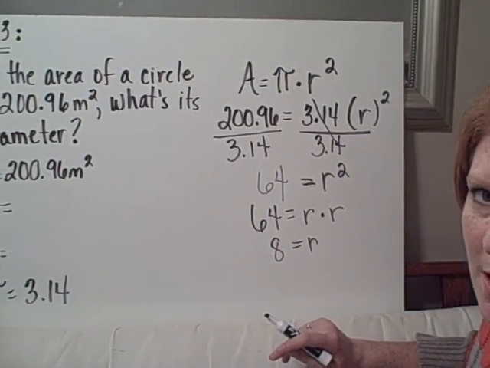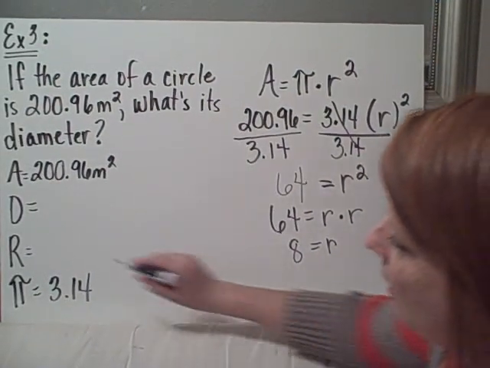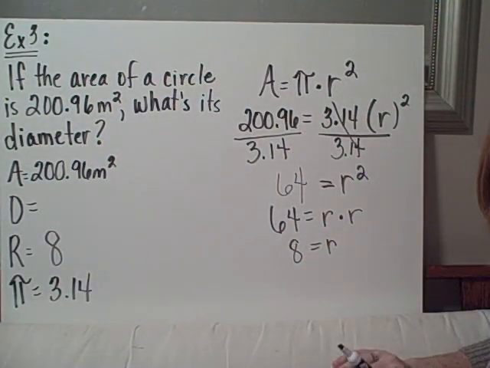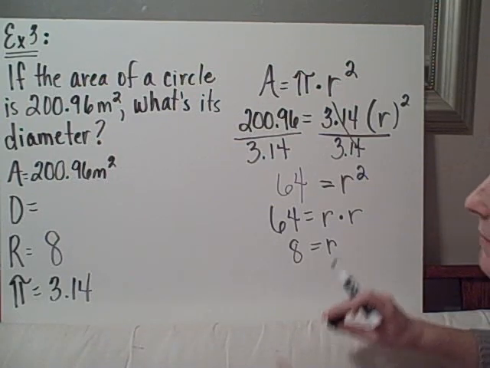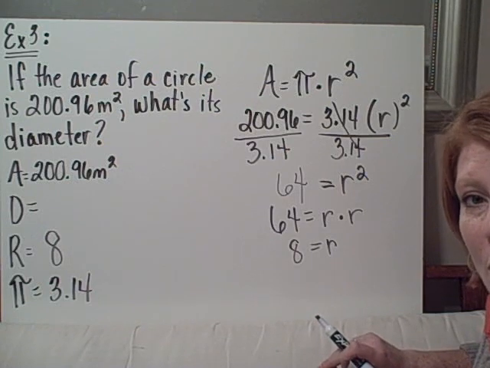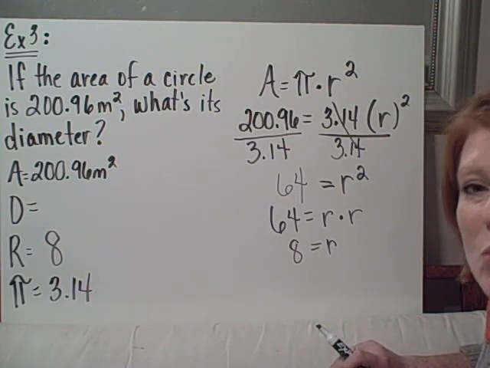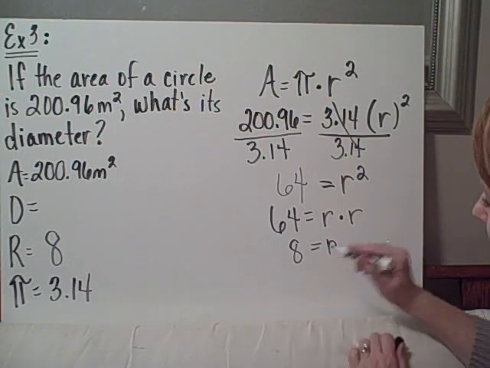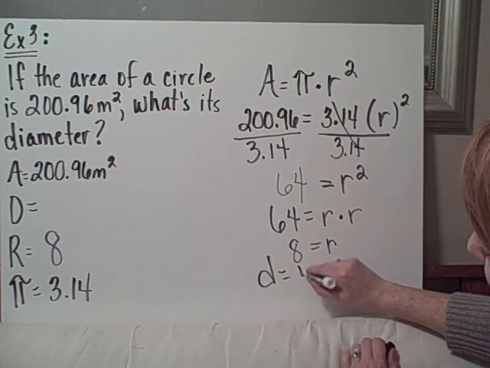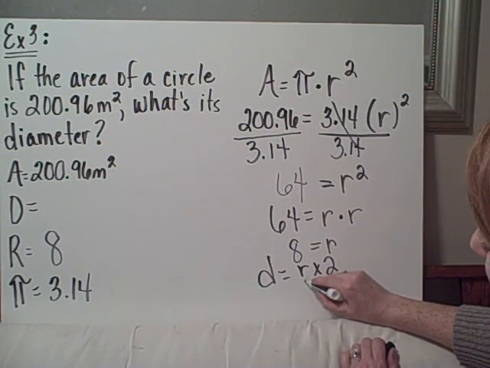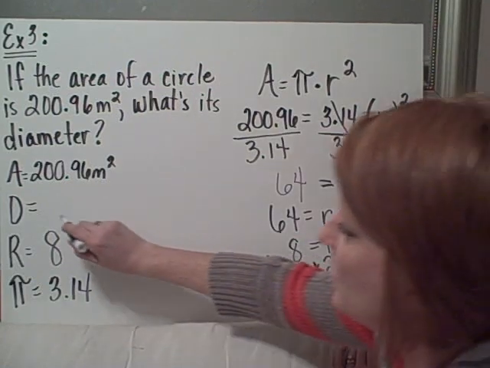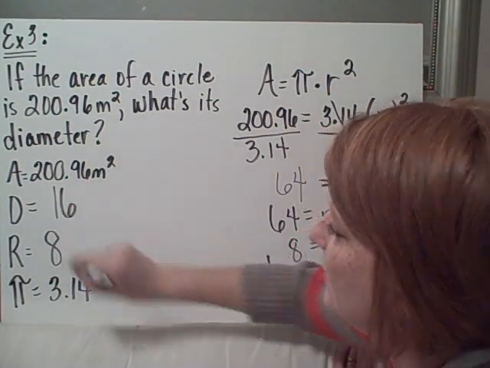So if r is equal to 8, I can come right over here and make sure that you guys can see it since I move things around a little bit. R is equal to 8, but I still have not answered the question that is being asked. The problem says, what's its diameter? If you know the radius of a circle, the way you find the diameter is you double the radius. So if I say the diameter is equal to the radius times 2, then that would be 8 times 2, which gives me 16. So the diameter of my circle is 16.